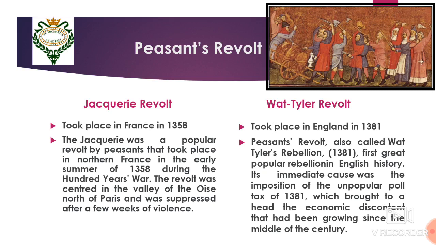And another was the Wat Tyler Revolt. This took place in England in 1381. Its immediate cause was the imposition of an unpopular poll tax, which brought to a head the economic discontent that had been growing since the middle of the century.